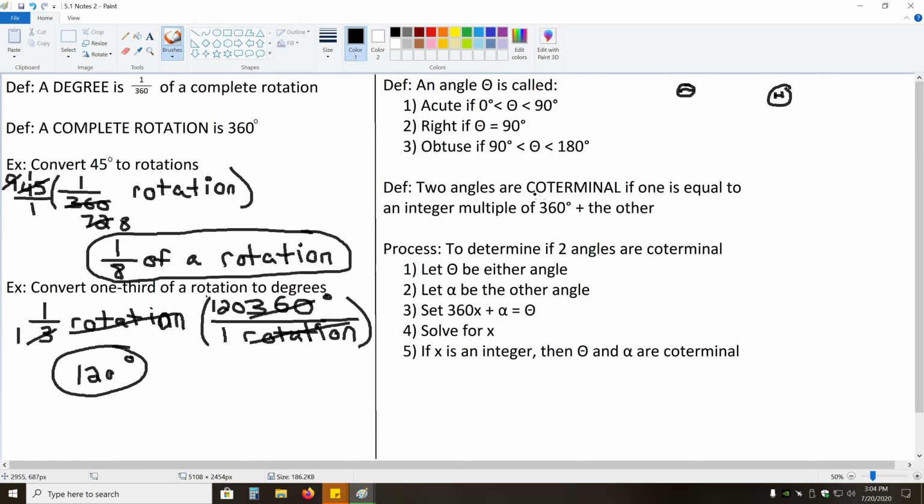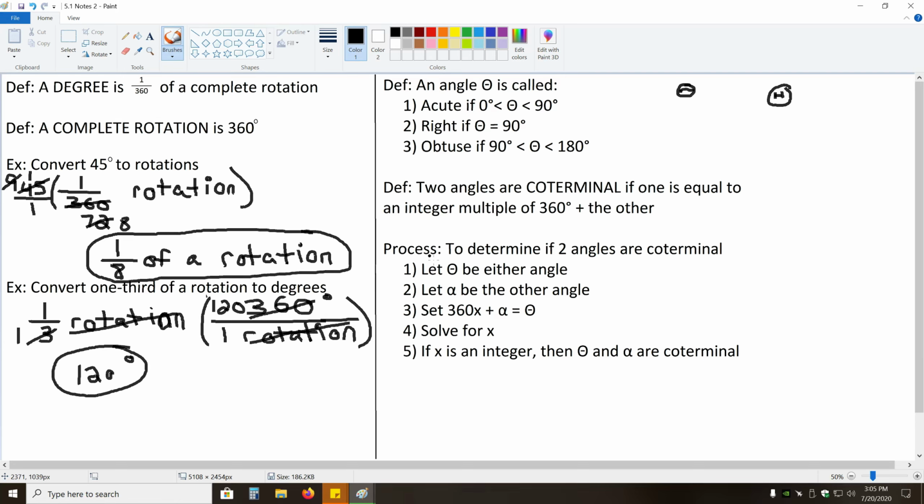This might not seem very important, but this coterminal term is actually going to be very critical as we go through trigonometry, because it is very useful when we start wanting to reduce angles down to only the critical information we need from them.